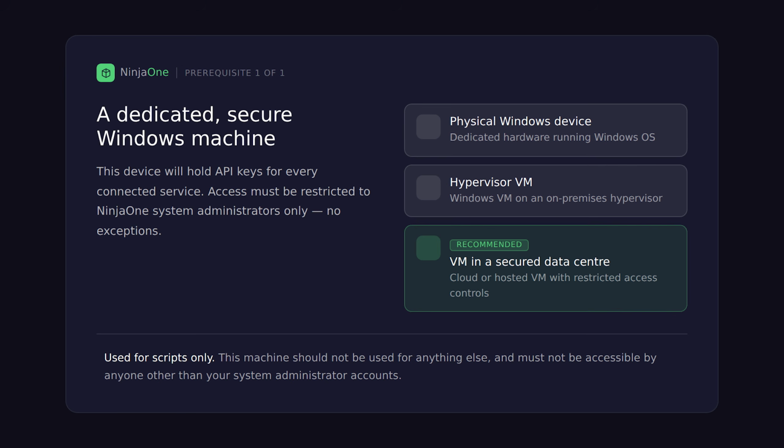As a prerequisite, you will need a device or virtual machine running a Windows operating system. This could be a physical device running Windows, a virtual machine on a hypervisor, or a virtual machine in the cloud. The critical factor is that no one should have access to it if they are not a NinjaOne system administrator.